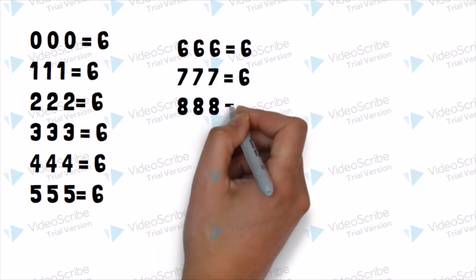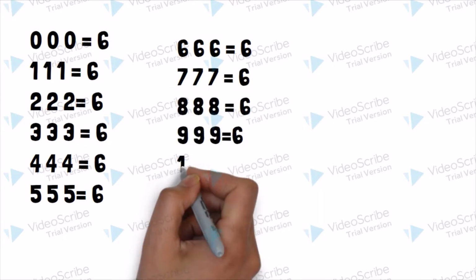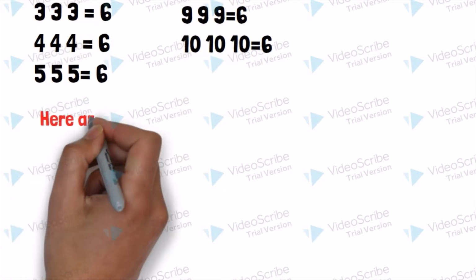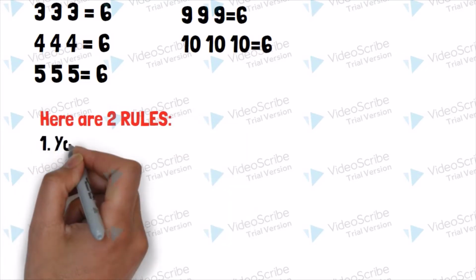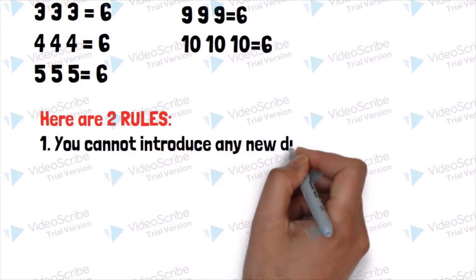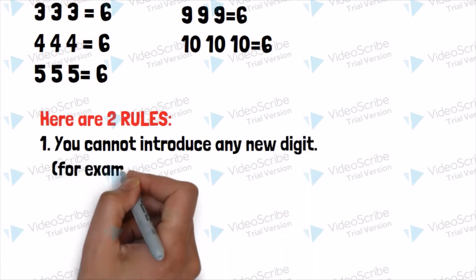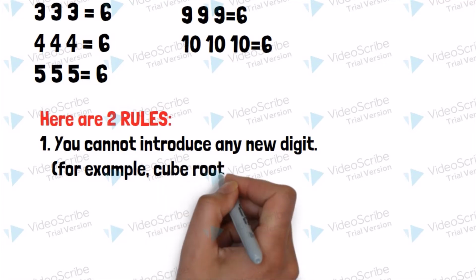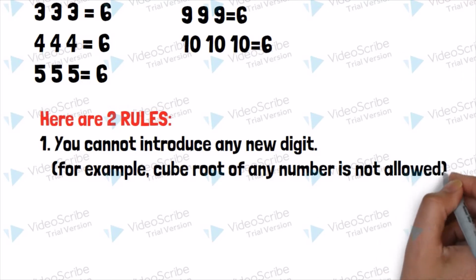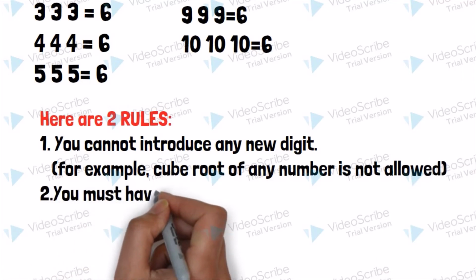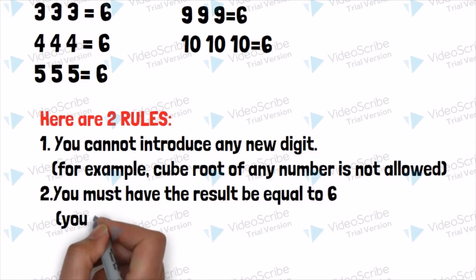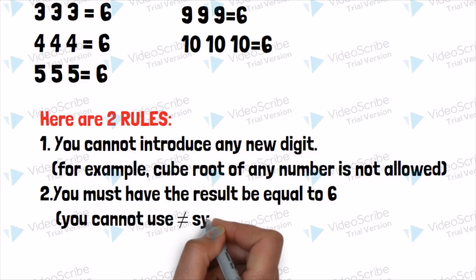You are going to solve it from 0, 0, 0 equal to 6, and so on till 10, 10, 10 equal to 6. And here are two rules to solve the equations. The first one is you cannot introduce a new digit. For example, you cannot introduce a cube root of any number, which is not allowed in this puzzle. And the second one is you must have the result equal to 6. You cannot use a not equal to sign in any of the equations.